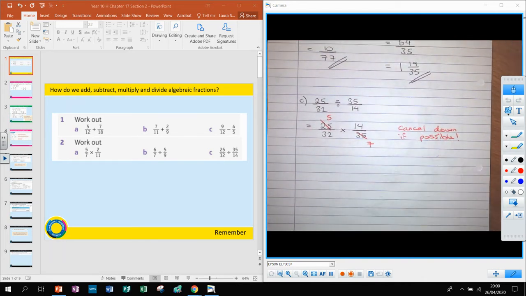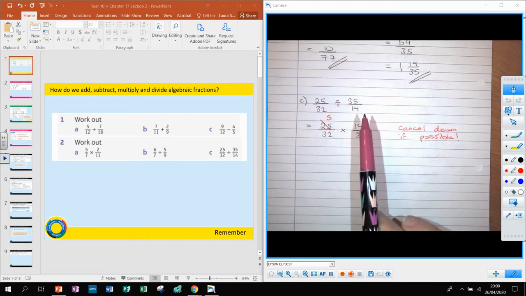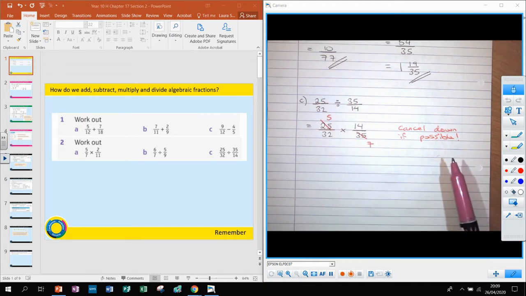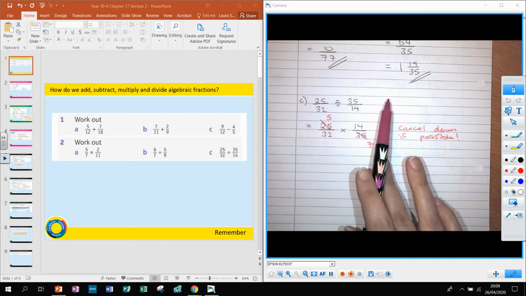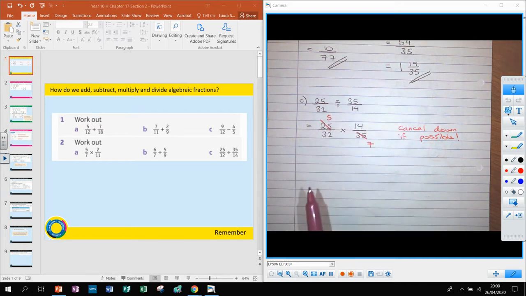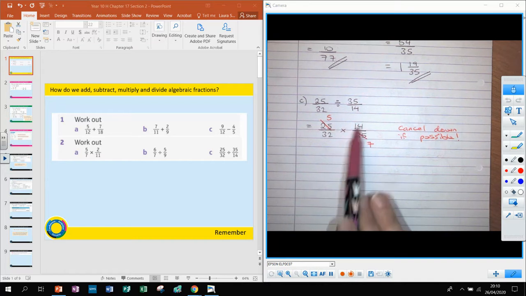However, I've not finished this one on purpose so that we can talk about it. We have 25 over 32 divided by 35 over 14. First things first, no canceling until I have changed this to multiplication. So 25 over 32 times 14 over 35. Now I can start to think about how I could cancel this down.